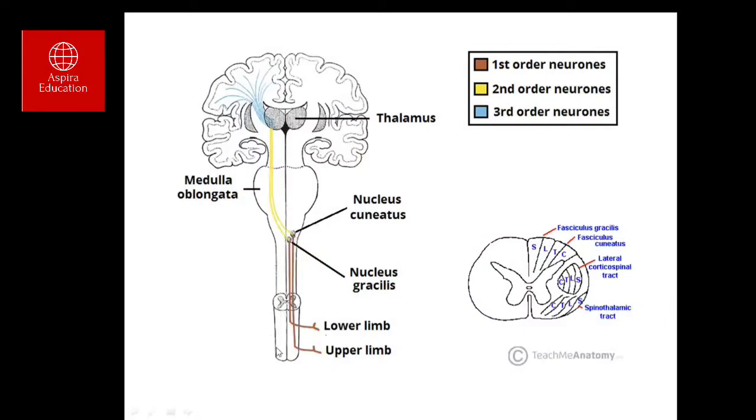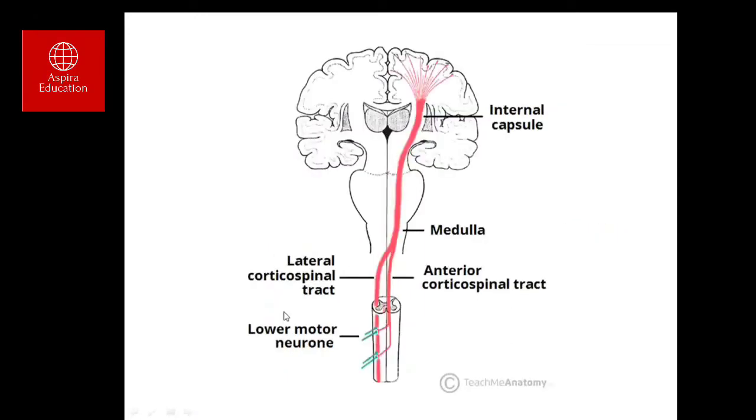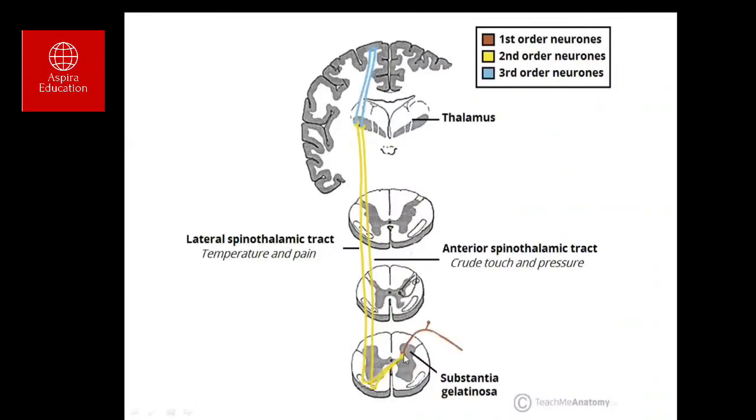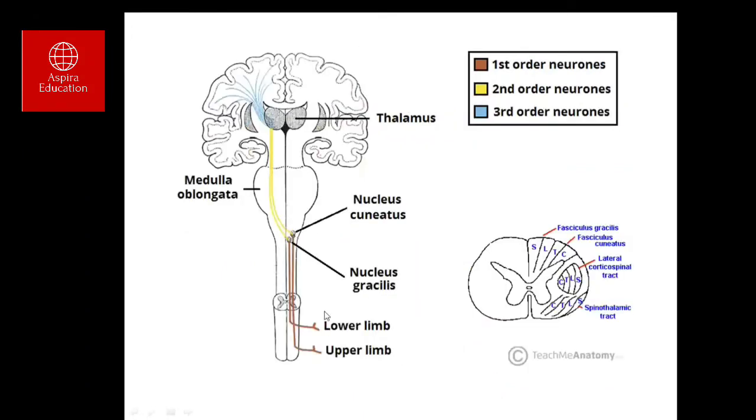Okay, remember they do not synapse in the spinal cord, which is contrary to the spinothalamic tract. Spinothalamic tract does relay here in the spinal cord. Here there is no synapse. They're going to ascend ipsilaterally till the lower end of the medulla, where they're going to synapse with the gracilis and cuneatus. Gracilis is the medial tract, cuneatus is the lateral tract.